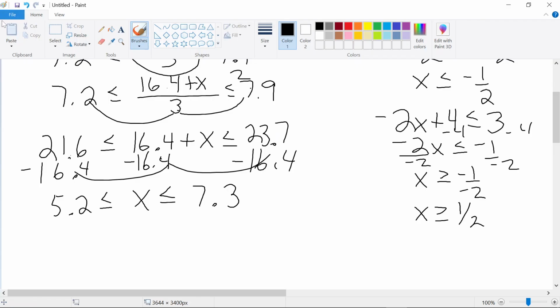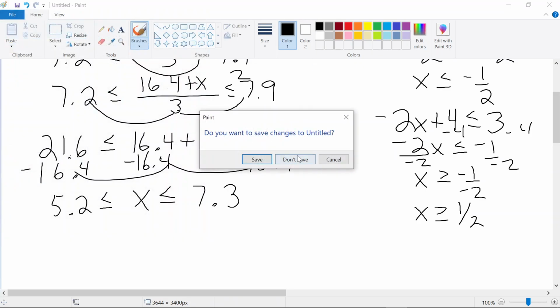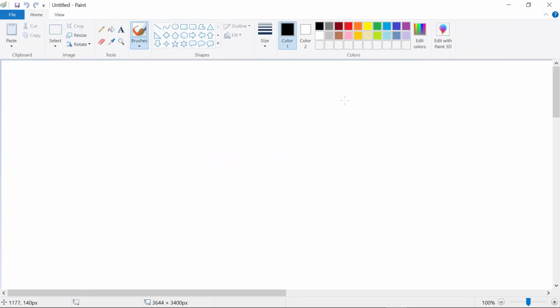Complex inequality means they have an inequality with two sides or two things, where it's greater than something and less than something, and you write it all in one line.